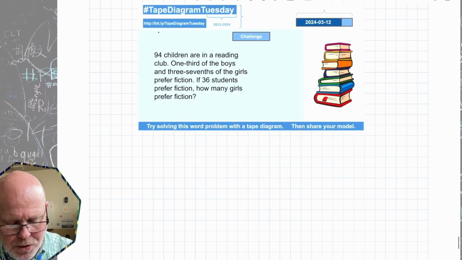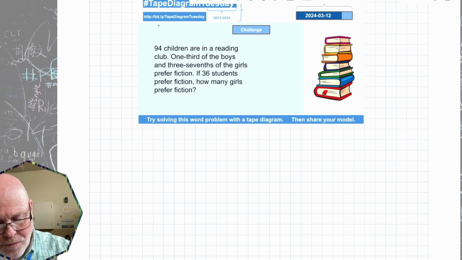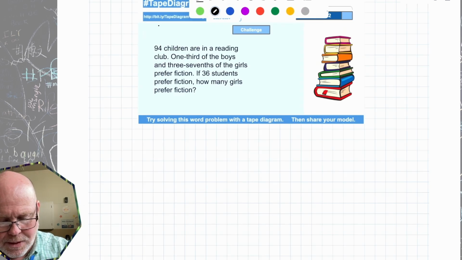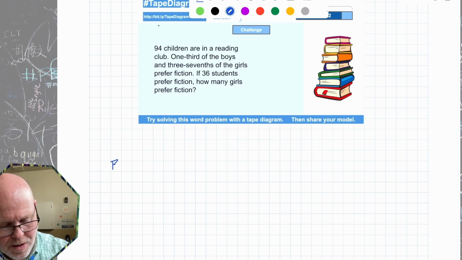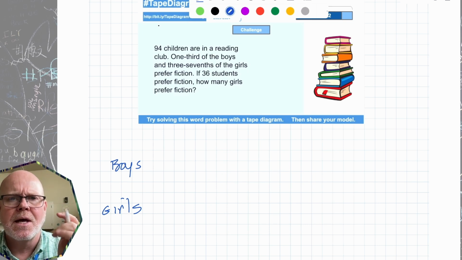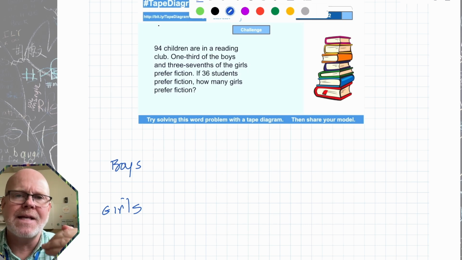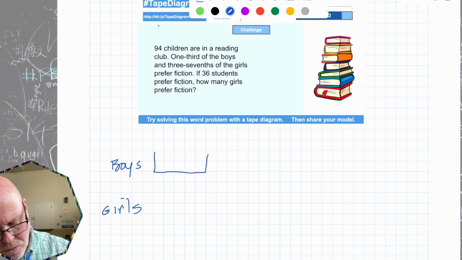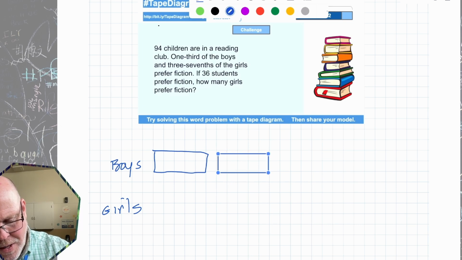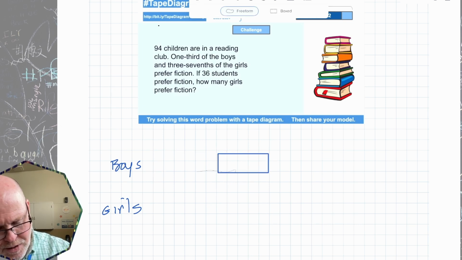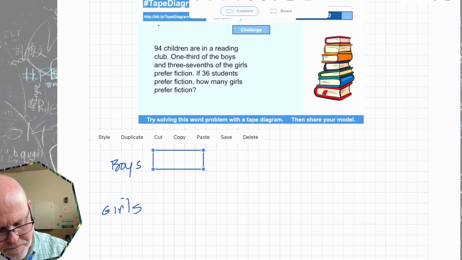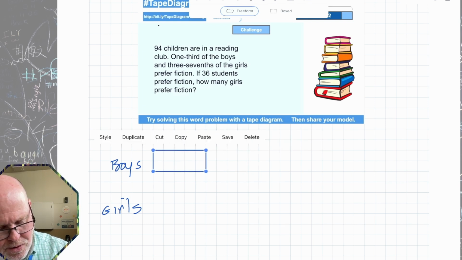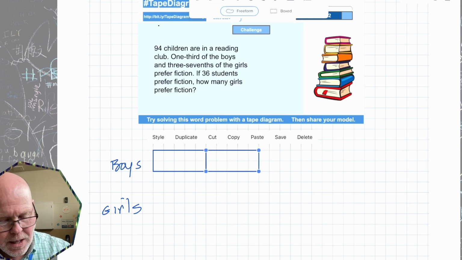All right, so what are we going to do? I'm noticing that we've got two characters in this story. We've got boys and we've got girls. So I'm going to start with boys. Because it says 1/3 of the boys and 3/7 of the girls, I'm going to want to represent the boys using, let's make a nice rectangle there, using 3 of these blocks. So there's 1, 2, and 3.